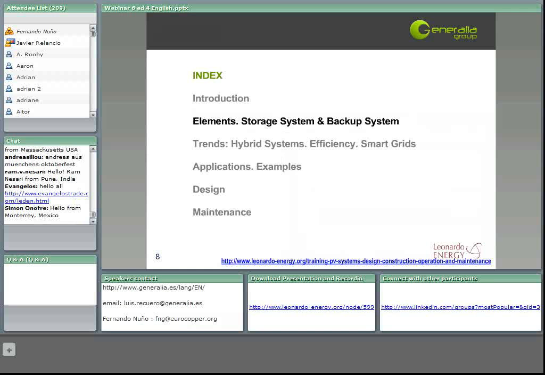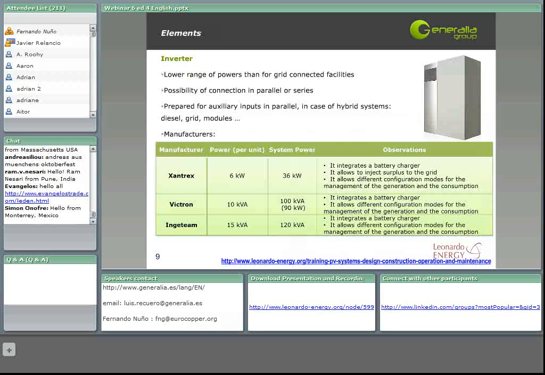So, during the next chapter, we will study the elements in this type of PV facilities, standalone facilities, focusing, as we said, on the storage system and the backup system. The first element that we will study is going to be the inverter. About the inverter, we have to take into account the following considerations.